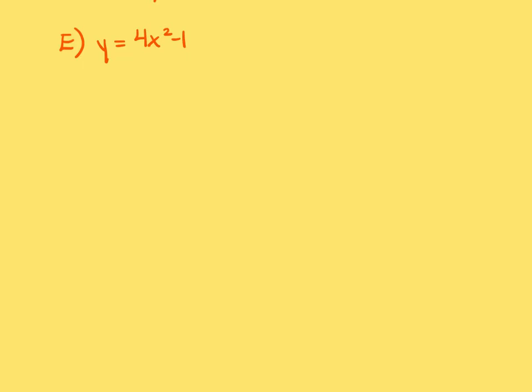E part, y equals 4x squared minus 1. No, it's not linear. The problem is it's got a variable with an exponent other than 1. F part, we have y equals the absolute value of x. No, it's not linear. We can't have the absolute value of x in a linear equation.